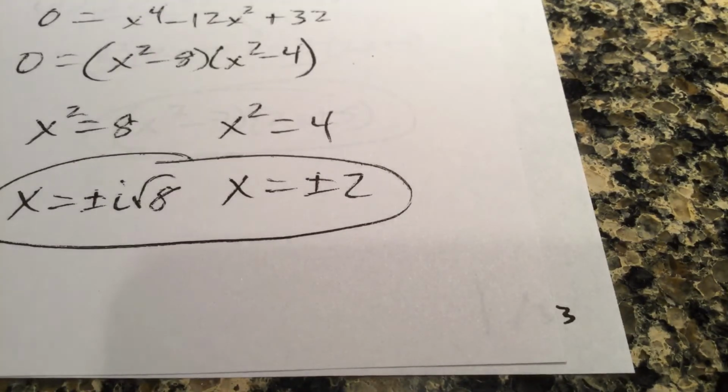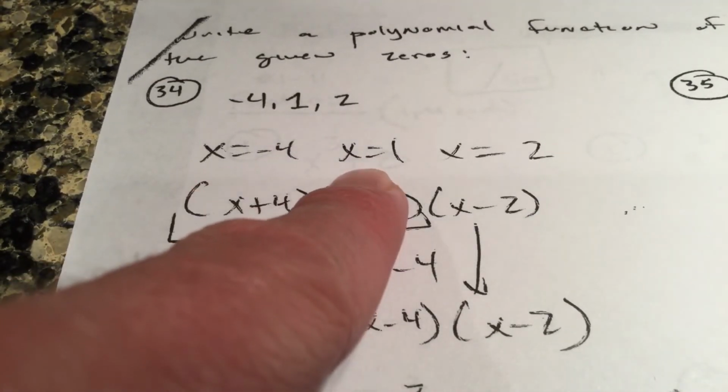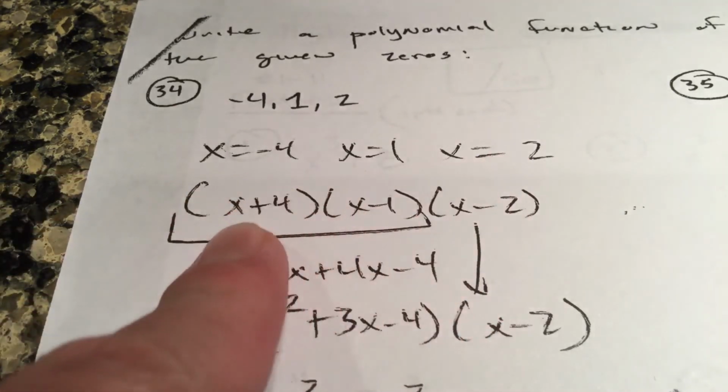All right. Getting close here. Write a polynomial function of least degree with the given zeros. I told you x is negative 4, x is 1, x is 2. So the opposite goes in the parenthesis.